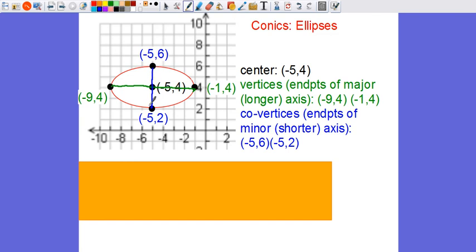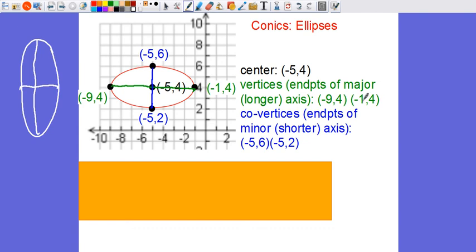It doesn't always have to be that way. It can be flipped around. If your ellipse looks like this, then that means your major axis, that's a terrible straight line, is vertical, and your minor axis is a horizontal line. But in this case, major axis is horizontal, minor axis is vertical. Your vertices are the endpoints of your major axis.